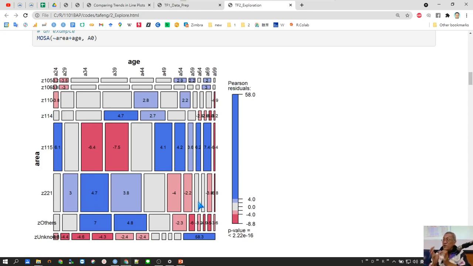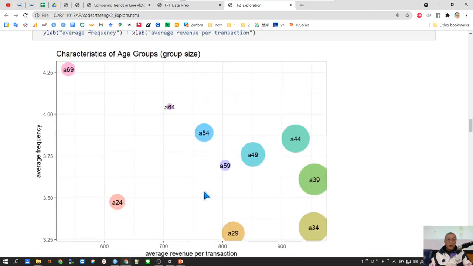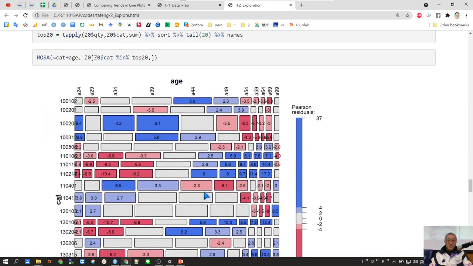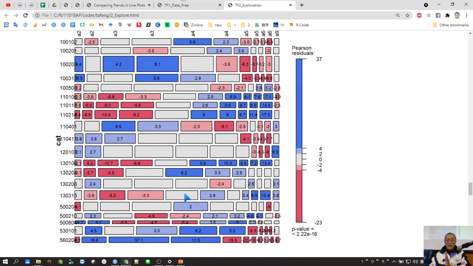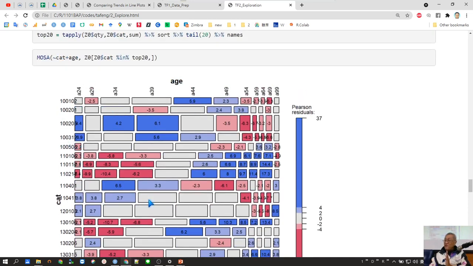So this is important, right? What's even more important is if you apply this to, say, the age group and the product category, right? So you can see that for each different product category, their age group distribution are very different. You see that? Which means that different age groups prefer to buy different product categories, right? As a marketer, this is what you want to learn, right?